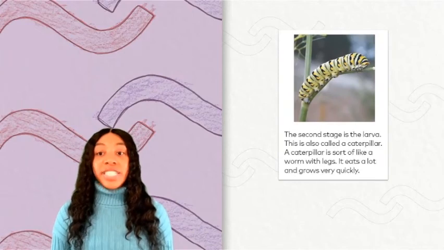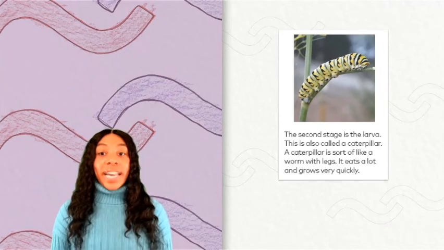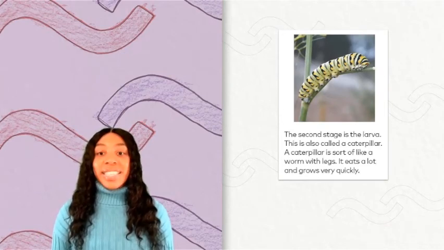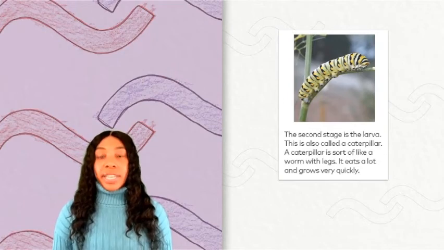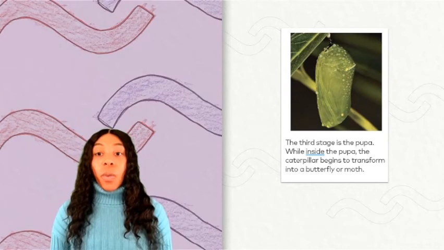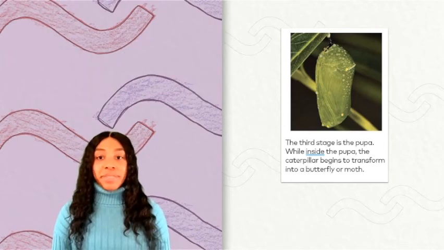The second stage is the larva. This is also called a caterpillar. A caterpillar is sort of like a worm with legs. It eats a lot and grows very quickly. The third stage is the pupa. While inside the pupa, the caterpillar begins to transform into a butterfly or moth. We have one high frequency word, inside.